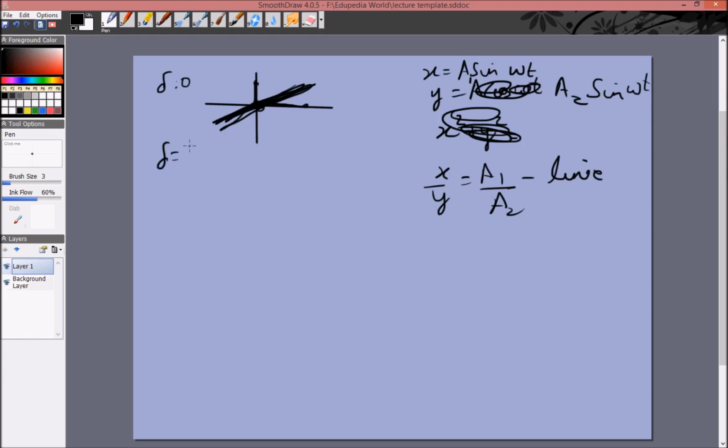Similarly, what if delta is equal to pi? You can do that yourself. This will be a minus, and that will give me x by y is equal to minus a1 by a2. And that will be a line like this. So initially they're both at 0 and 0.